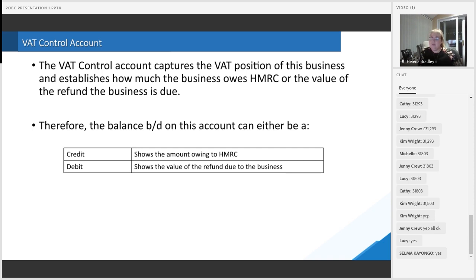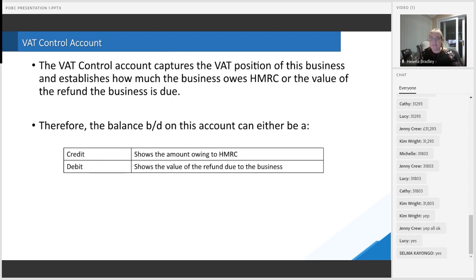Okay? So in the question, you may not necessarily be told it's a debit or a credit, but you'll be told it's a refund due or that there's an amount owing to HMRC, which means you'll use your knowledge to apply it. If for any reason you're not told anything about the VAT control account, you're just given a figure, then always assume the balance brought down is a credit.